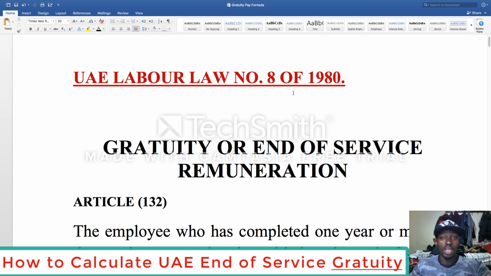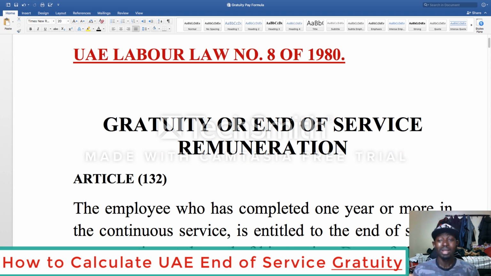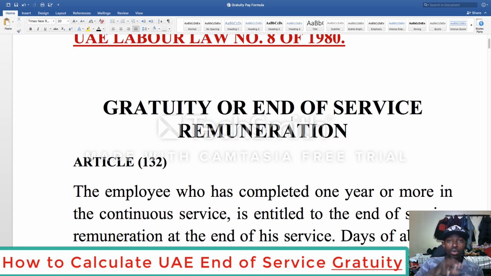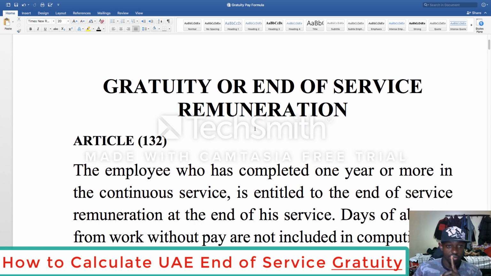Now, gratuity in UAE law is specified in UAE Labor Law number 8 of 1980. Gratuity, which is also known as end of service remuneration, is stipulated in Article 133 right up to Article 141 of this particular law. But we're going to concentrate on specific articles that deal with gratuity. All of those articles are important, but we are taking out just the necessary articles for the sake of time. So stay with me. Let's look at Article 133, 132.